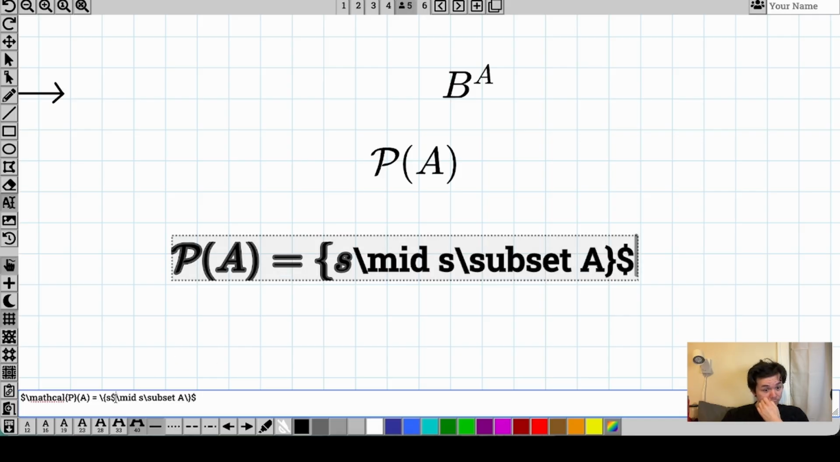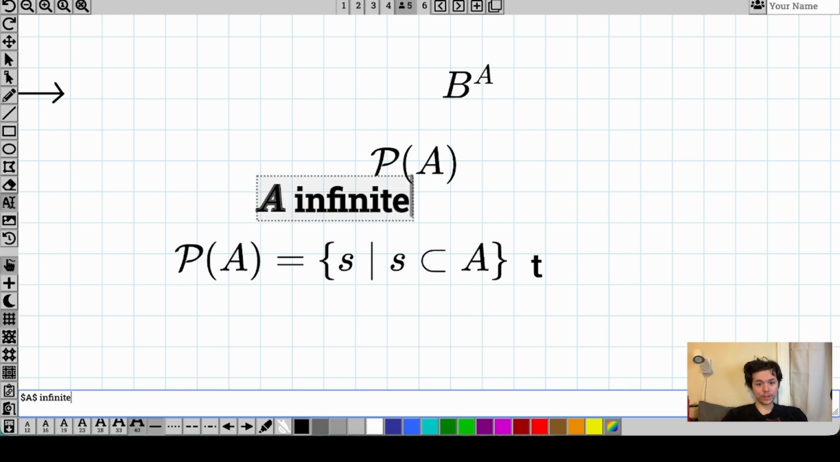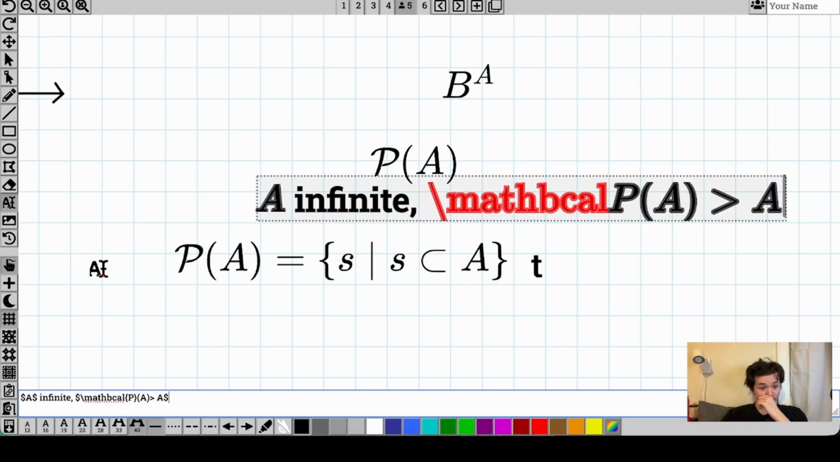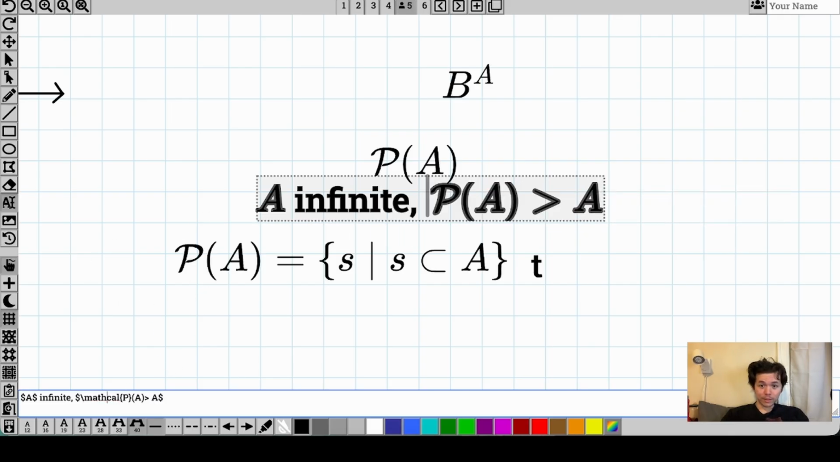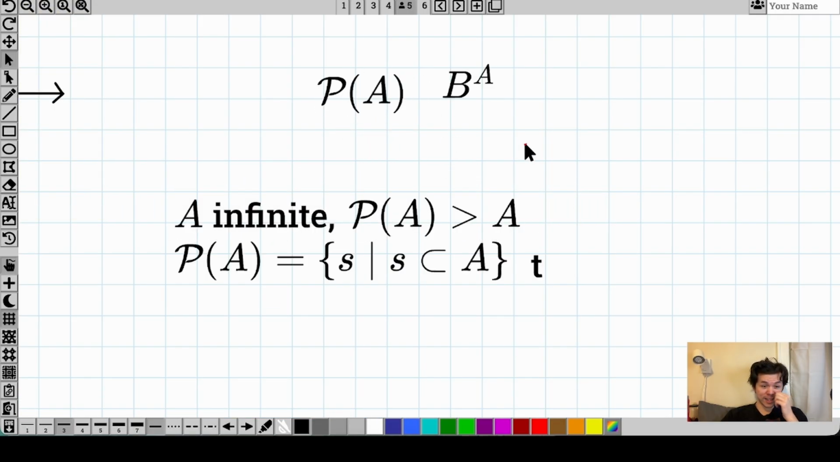It seems like not the biggest deal. When is this used? Well, it allows you to make bigger infinities. Famously, this is something we're going to prove in this series: if A is infinite, then mathcal P of A is bigger than A in terms of cardinality. You'll get a bigger infinity if you take the power set of an infinite set. And once you prove this, you prove that there are infinitely many infinities, because you can just keep on taking more and more power sets.